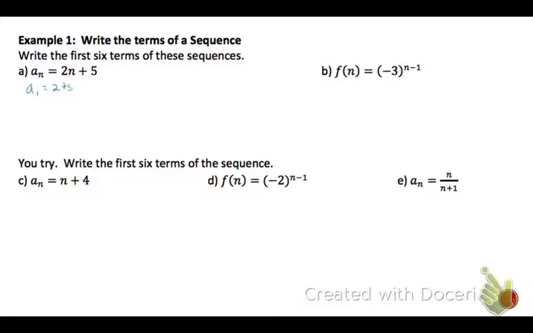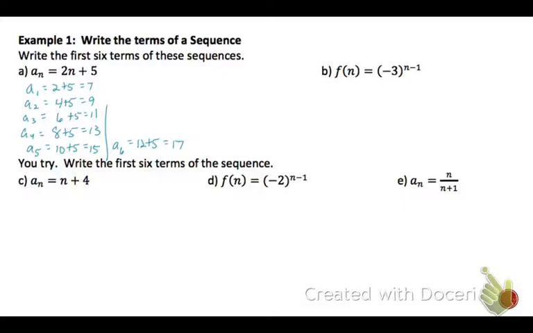So 2 times 1 plus 5 will give us 7, and then 2 times 2, which gives us 4 plus 5, or 9. And you can see the pattern here that we're increasing by 2 each time. A sub 5 is 5 times 2, or 10, plus 5, which is 15. And then finally, a sub 6 is 2 times 6, 12, plus 5, which is 17. Now let's look at B.